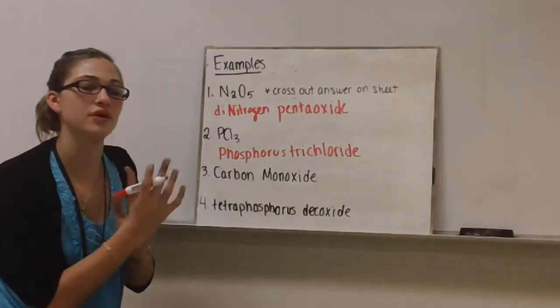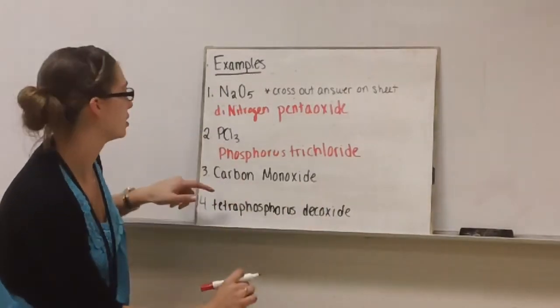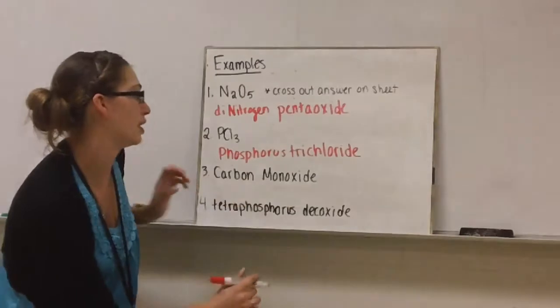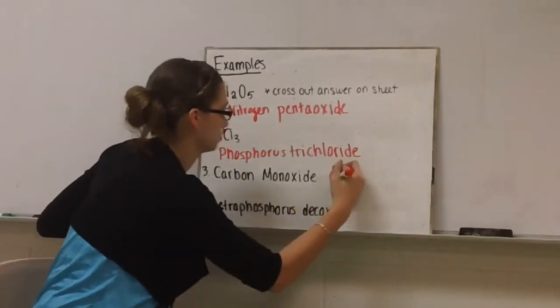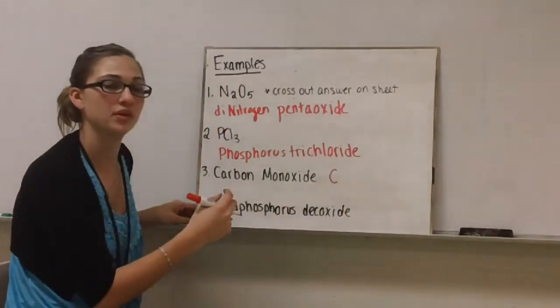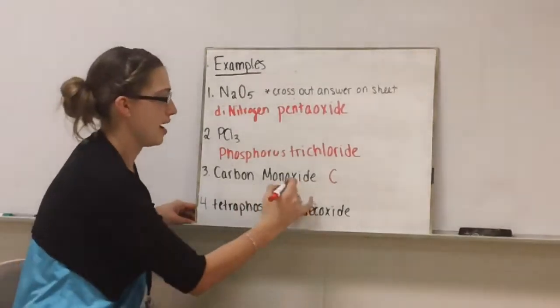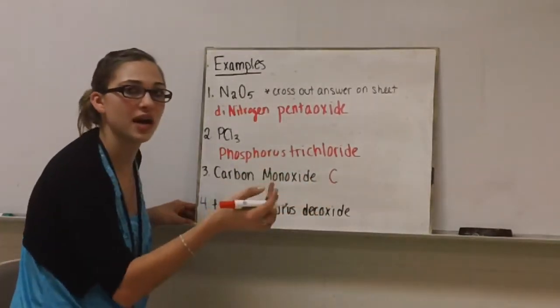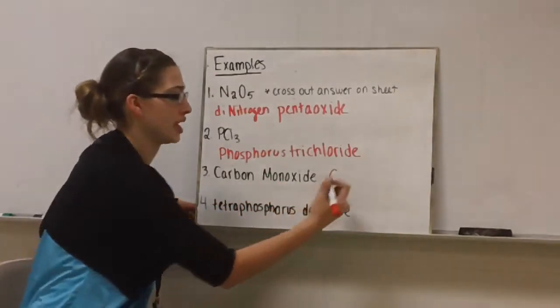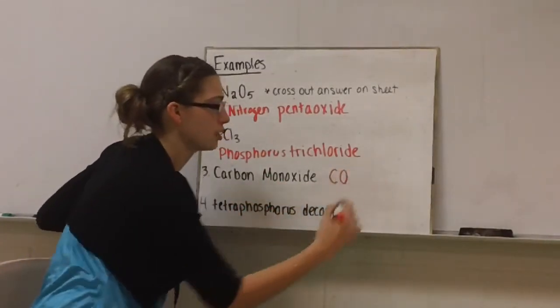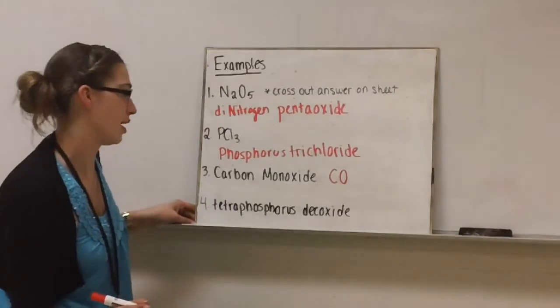So you also have to be able to go from the name back to the formula. So for here we have carbon monoxide. Carbon, it doesn't have a prefix in front of it, so that tells us that it's just 1. And then oxide tells us that we have oxygen, and mono tells us that we have 1. So we have 1 carbon and 1 oxygen, CO.